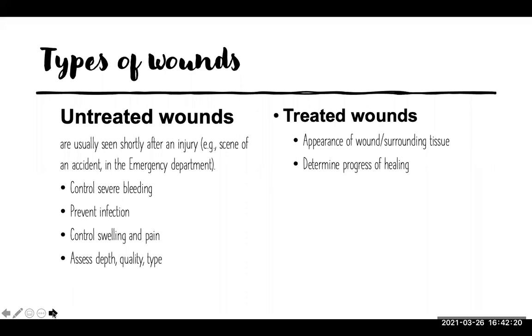Then we can look at wounds as untreated or treated wounds. With an untreated wound, you want to look at how we're going to approach care. Those are accidents, and they can be emergent. The first thing you're going to do is control the bleeding. Then we try to do tasks that prevent and minimize infection, and then control swelling and pain. Once those three things are addressed, we can assess thoroughly what kind of wound we have, what depth, what quality, and what type of wound.